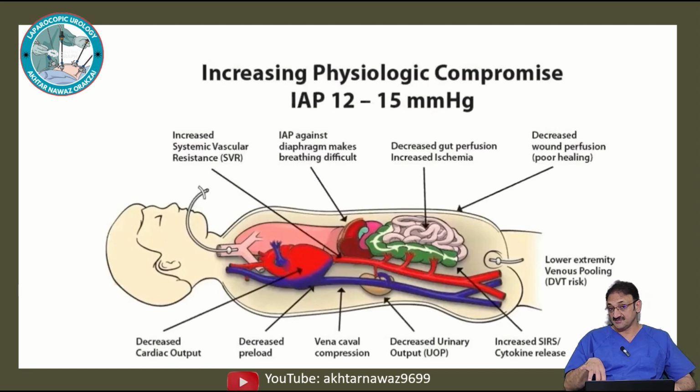Lower extremity deep venous thrombosis can be really a big risk in such conditions when the inferior vena cava is compressed. So there is vena caval compression, there is decreased preload and afterload, there is decreased cardiac output, and there is decreased urinary output. And this is the final outcome of all the things that we have discussed.